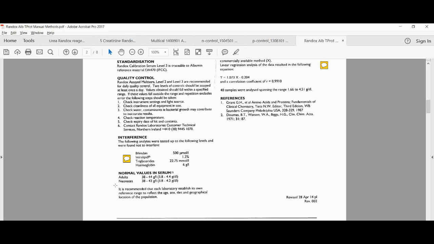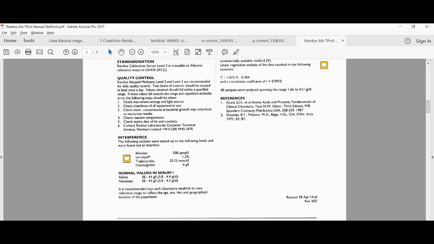Now, if you're a startup laboratory, a relatively new laboratory, it's going to be a little bit expensive for you to determine your own patient reference range. So, as a startup laboratory, as a new laboratory, you can use the national reference ranges that are given. So maybe a reference range that the NHLS is using, a reference range that is used nationally.